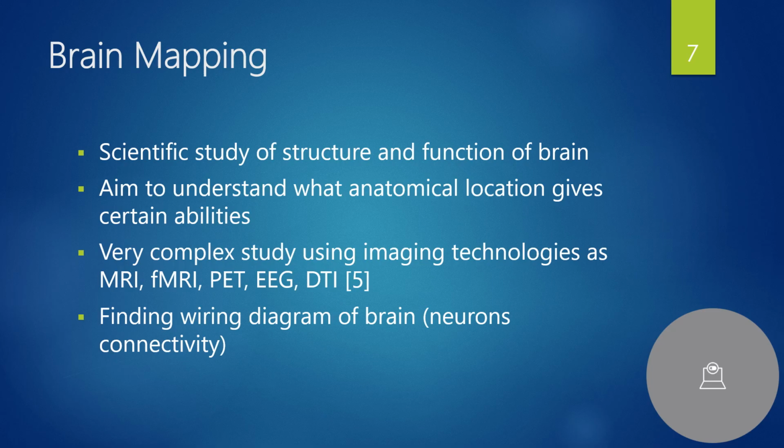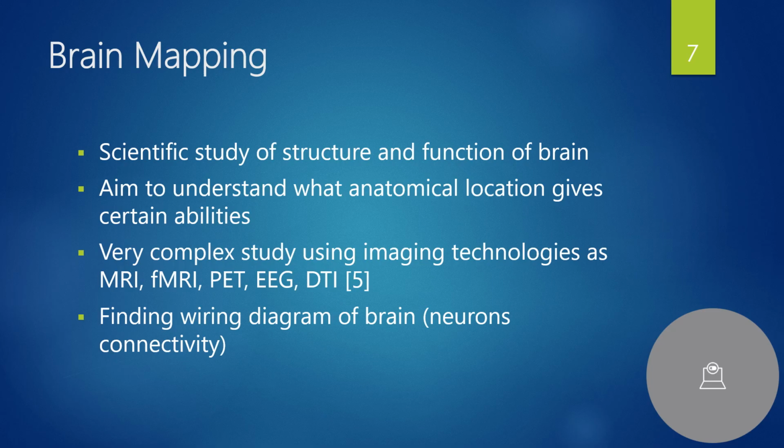So brain mapping is basically the scientific study of the structure and function of the brain. It focuses on how different areas of our brain organize and contribute to movements and behaviors. The main aim of brain mapping is to understand which anatomical locations are responsible for different abilities. For example, what brain portion would control speech or memory or vision and so on.